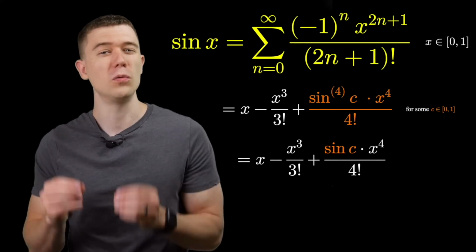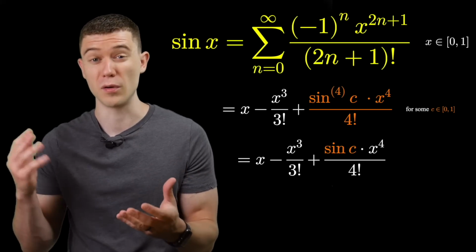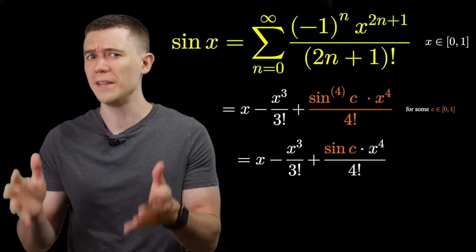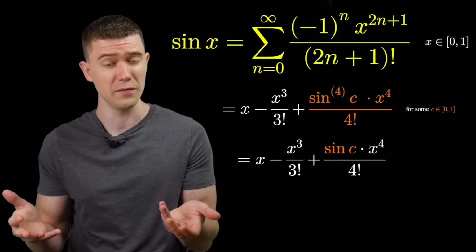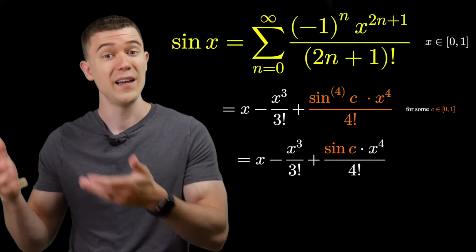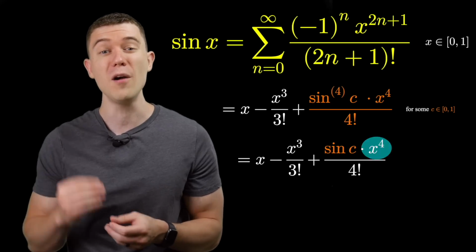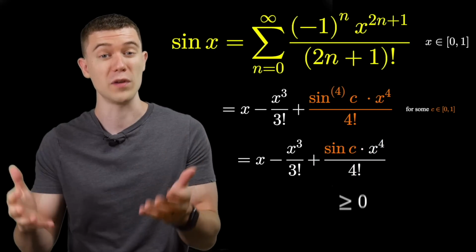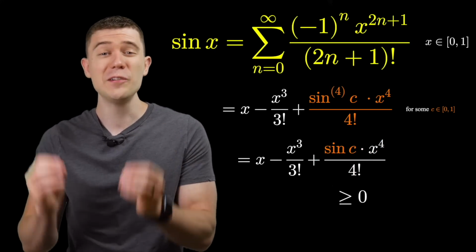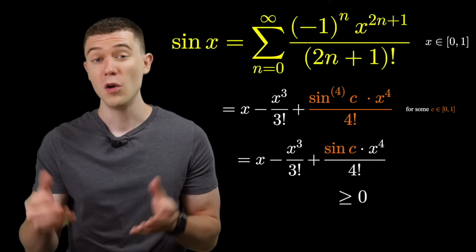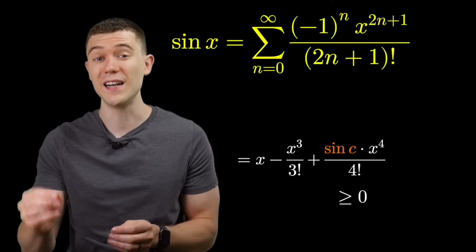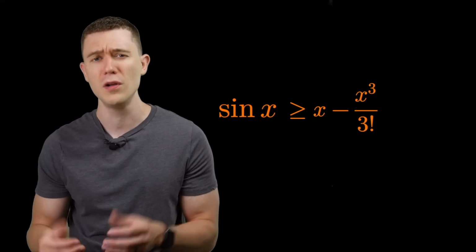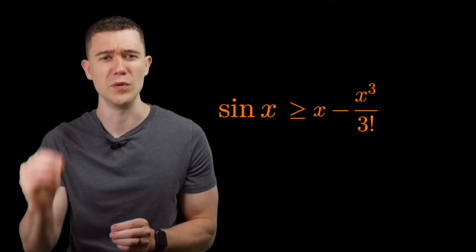Something to note, since we're only considering values of c between 0 and 1, and we know sine x is positive on 0 to 1, then that sine term must be positive, 4 factorial is positive, and if we're between 0 and 1, x to the fourth power will also be positive. Thus, this entire term is greater than or equal to 0. So we can completely ignore this term via an inequality. What we have when the dust settles is sine x is greater than or equal to x minus x cubed over 3 factorial, so long as we're considering x values between 0 and 1.